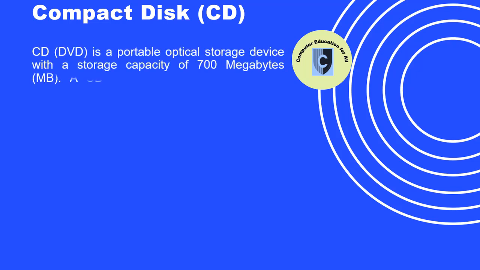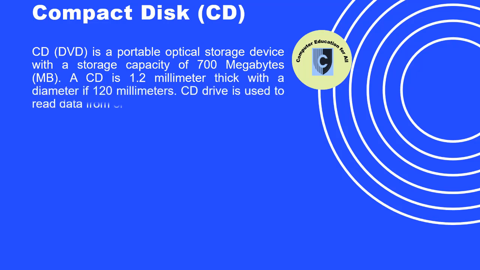Compact disc (CD). CD is a portable optical storage device with a storage capacity of 700 megabytes (MB). A CD is 1.2 mm thick with a diameter of 120 mm. CD drive is used to read data from or write data to a CD. Digital versatile disk.